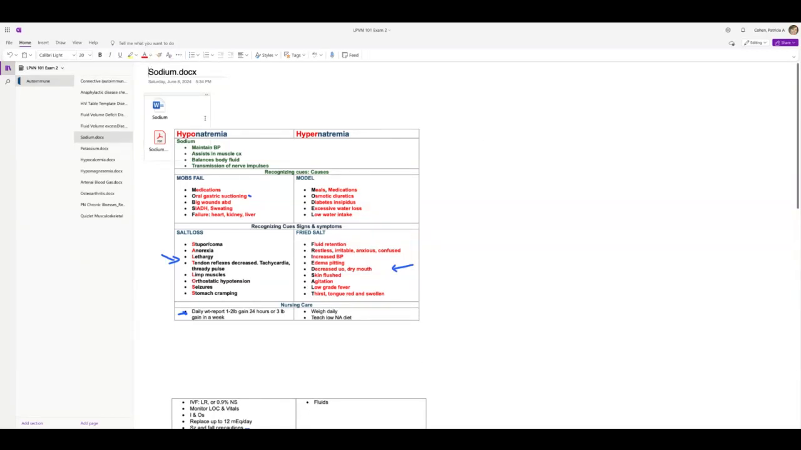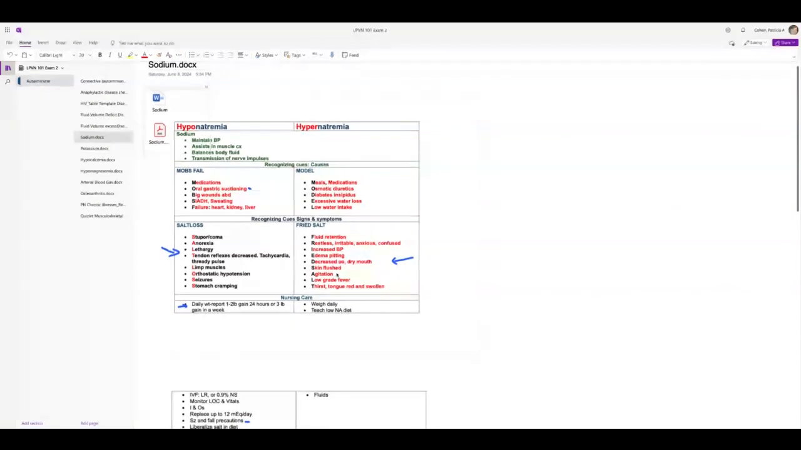With a lot of sodium, on the other hand, they're going to have fluid retention. They'll have an increased BP, they'll have pitting edema. Okay, their skin's going to be flushed. So they have rosy skin, low grade fever, and the tongue is red and swollen.